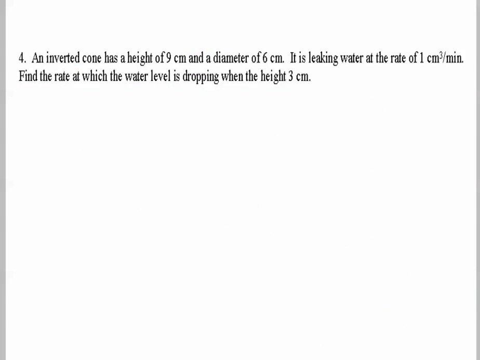We're going to do just one more. I know your notes have another one, but it's identical to number 4, slightly different numbers. So we're just going to do one more, just number 4. An inverted cone. Inverted cone means it is resting on its vertex. Has a height of 9 centimeters and a diameter of 6 centimeters. It's leaking water at a rate of 1 cubic centimeter per minute. Find the rate at which the water level is dropping when the height is 3 centimeters.